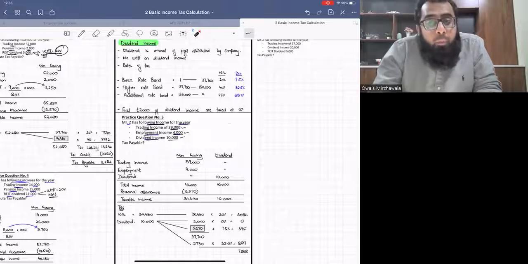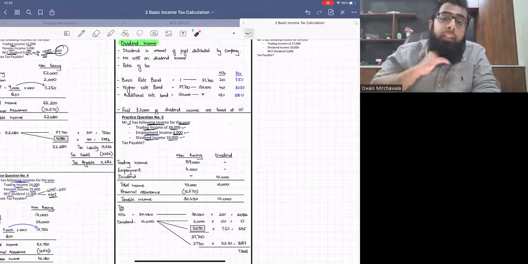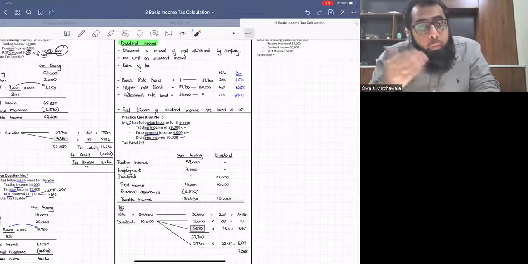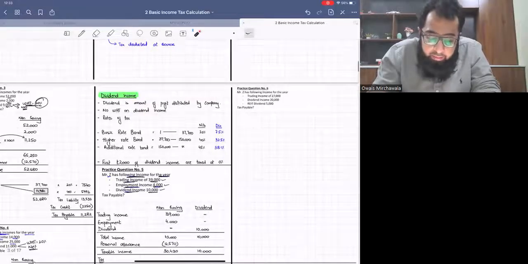Let's look at one more practice question. Always remember that practice is important. When you do the practice questions, the concept will get clear. Let's look at it.